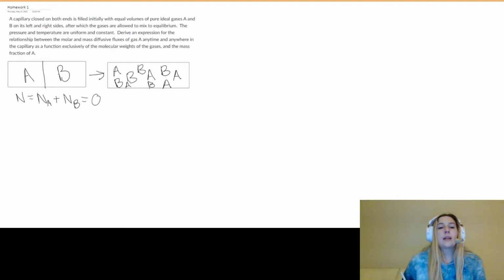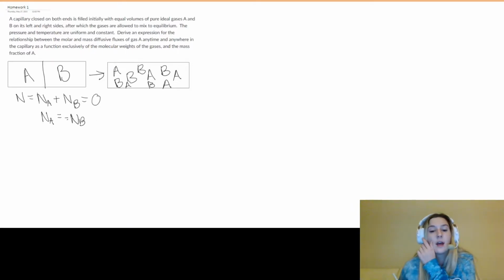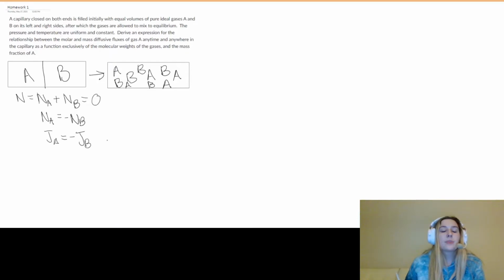because, say, when a mole of B moves to the left, a mole of A is going to move to the right. So therefore N_A equals negative N_B, so the molar flux of A equals the negative molar flux of B. And we can actually say the same thing about molar diffusive flux, which is represented with a capital J. And we'll talk about this later, how the molar diffusive flux of A equals the negative molar diffusive flux of B. This comes in later.